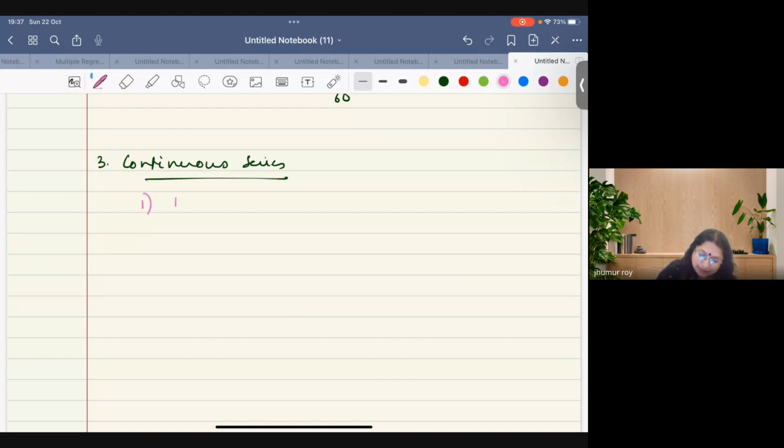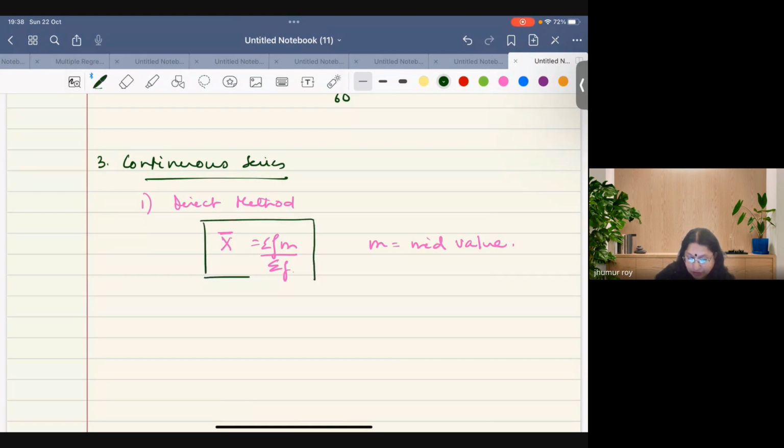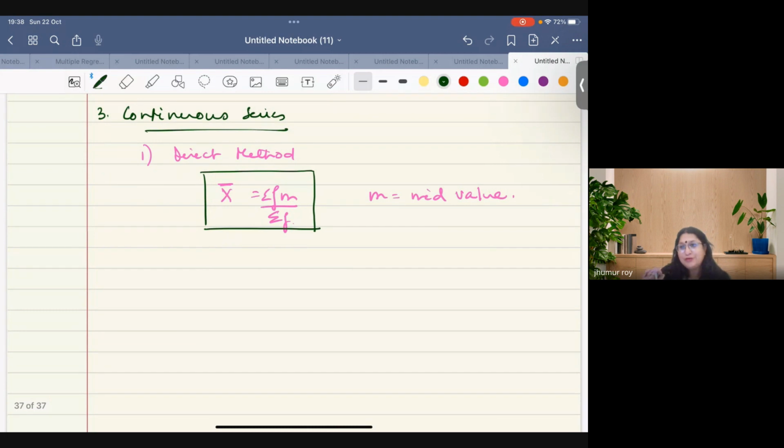The first is the direct method. Just write the formulas first. I will explain all the three. In the direct method, you have x bar is equal to sigma fm divided by sigma f. Now, what is m over here? M is mid value. Yesterday, I had explained how we calculate mid value. So we will take mid value for the direct method. So this is formula number 1. There are a lot of formulas. Don't get confused.